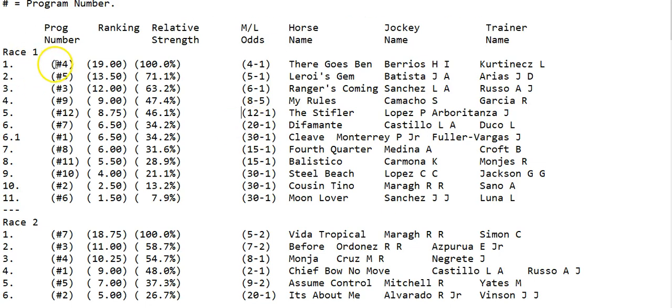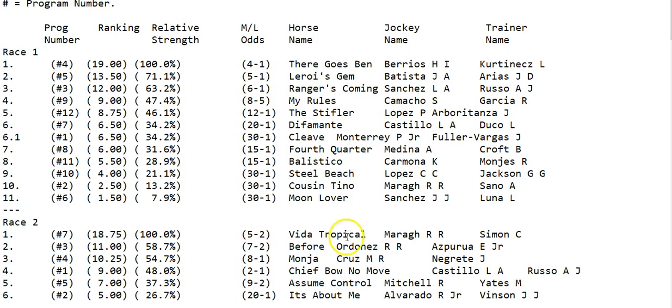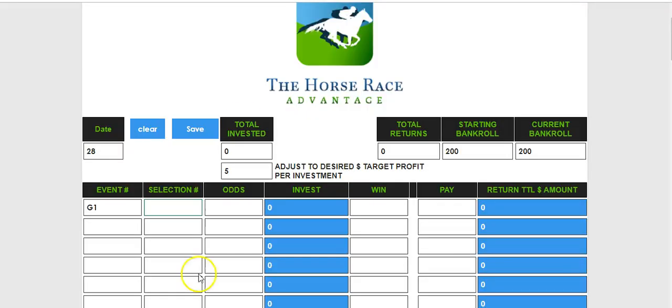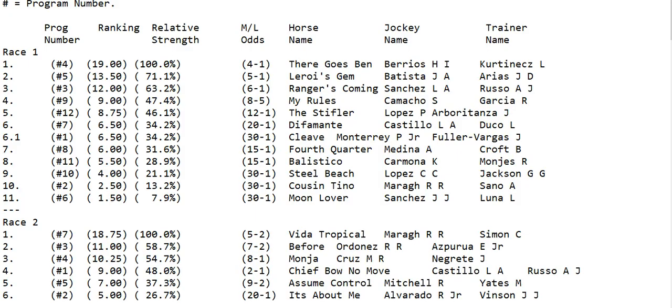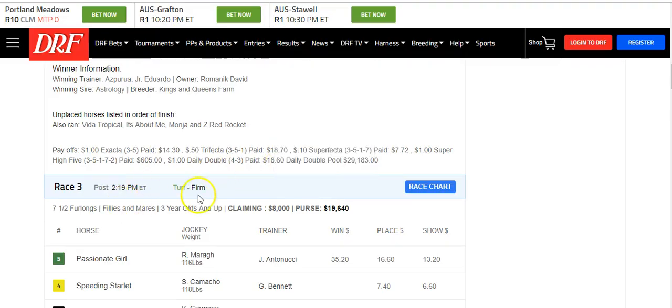So for this demonstration, you're going to use the 4 and the 5, 4-1 and 5-1. In this case, what you can do is put them both in. The 4 and the 5, one is 4-1, one is 5-1. Now we look at race one and see what happened in that race.